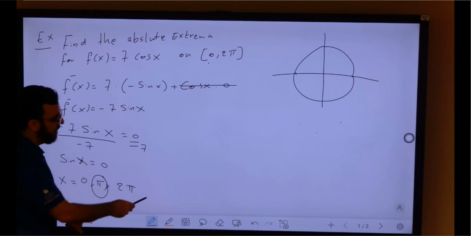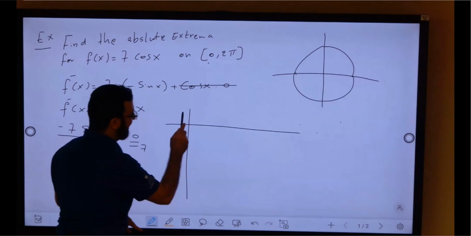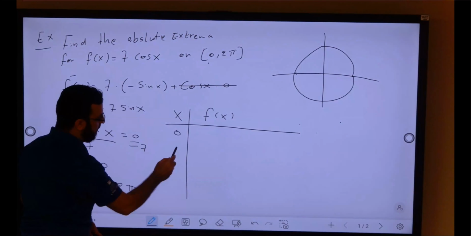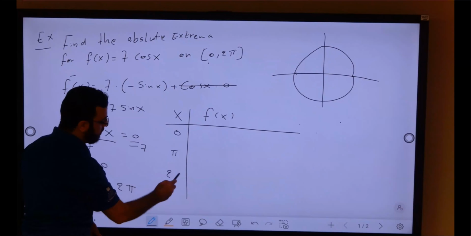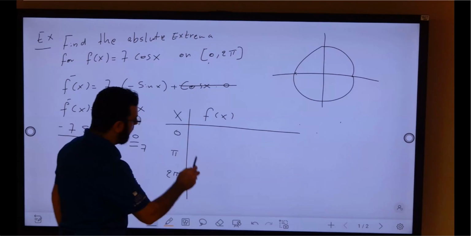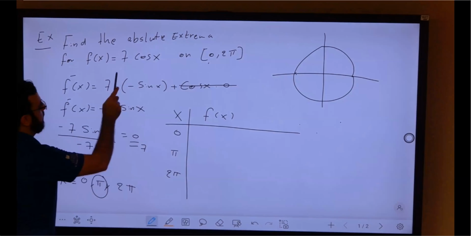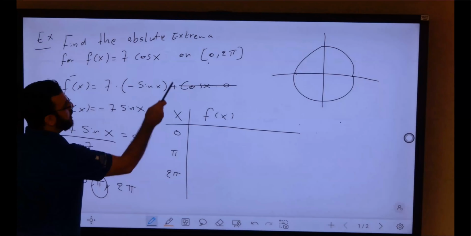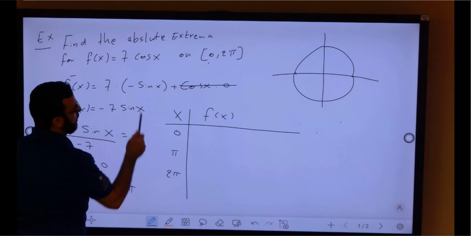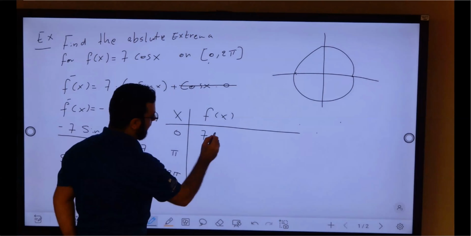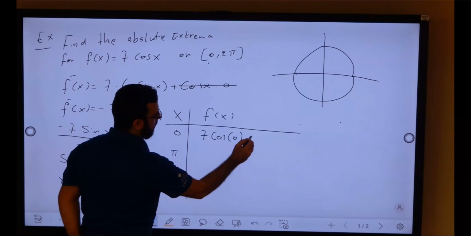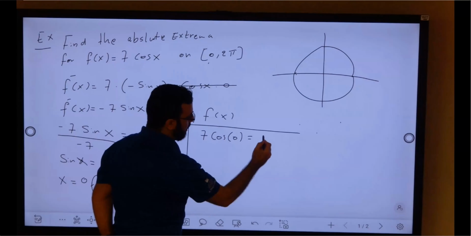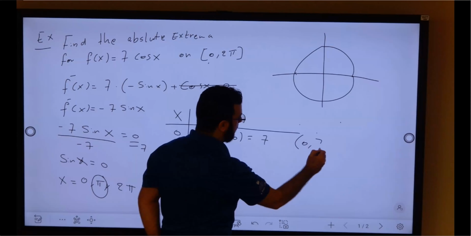So now, what's next? Make a table with x, and I'm going to put here 0, pi, 2 pi. Now with 0, you're going to plug in here. This is the cool thing. I plug in 0: 7 cosine 0. Cosine 0 is 1, and 7 times 1 is 7. So the point is 0 and 7.